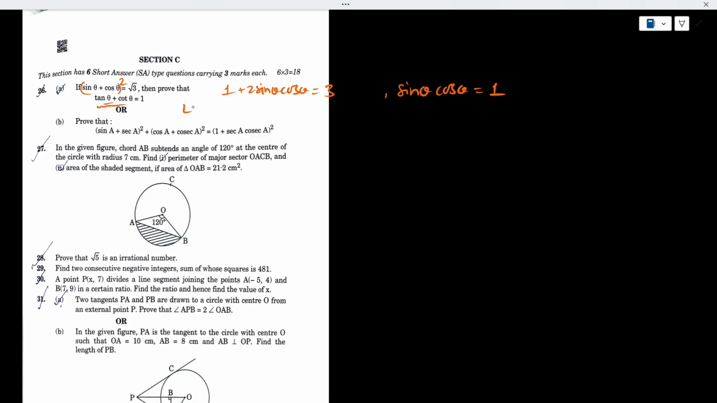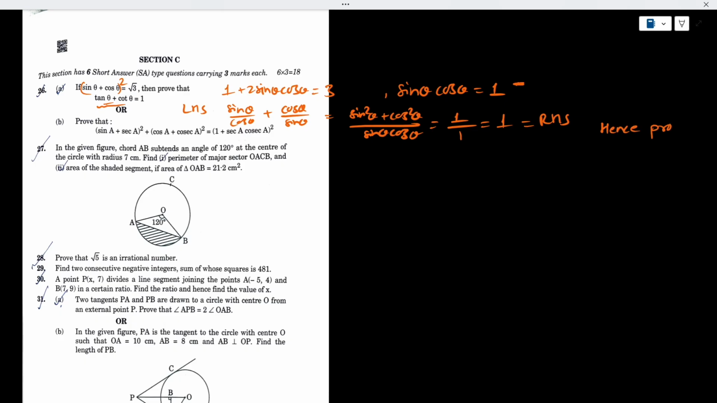Now take the LHS: sine theta by cos theta plus cos theta by sine theta. If you do it here, it's sine square theta plus cos square theta by sine theta cos theta. You know that sine square theta plus cos square theta is 1, and from the above statement sine theta cos theta is 1, so you are reaching the RHS. So your left hand side becomes equal to the right hand side, hence proved.